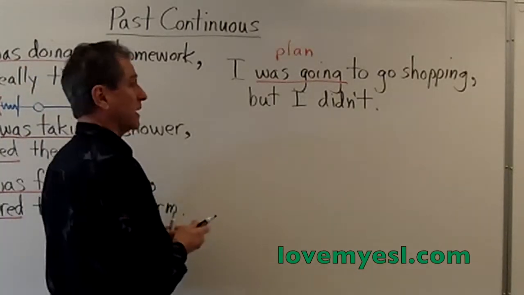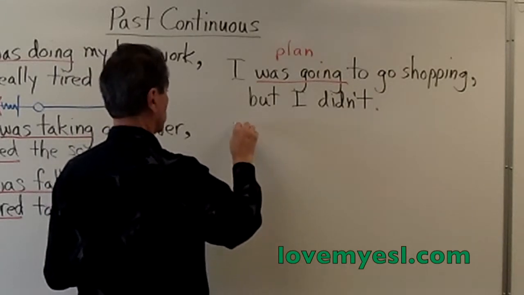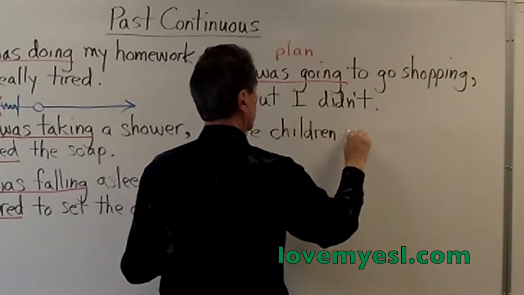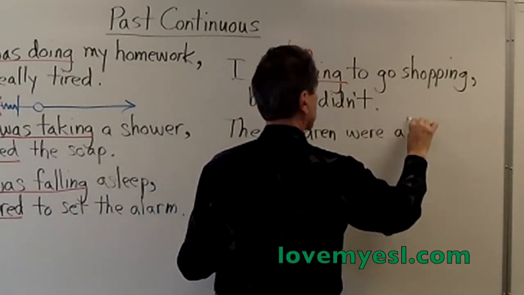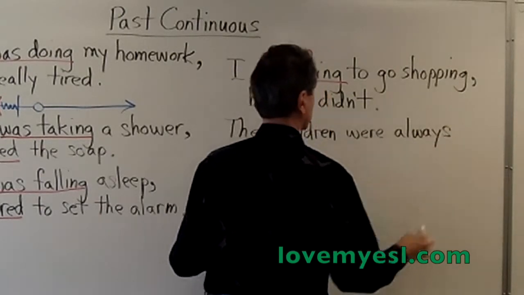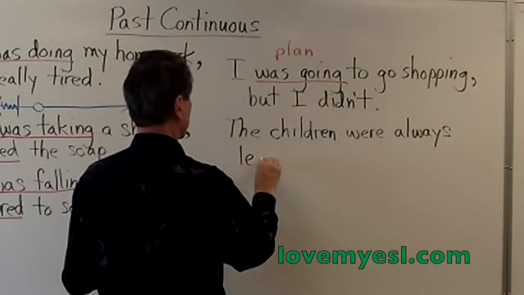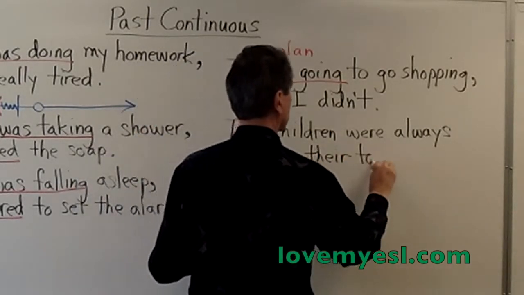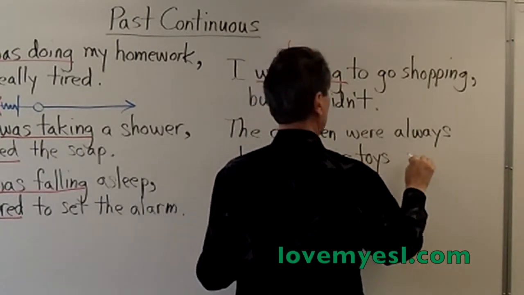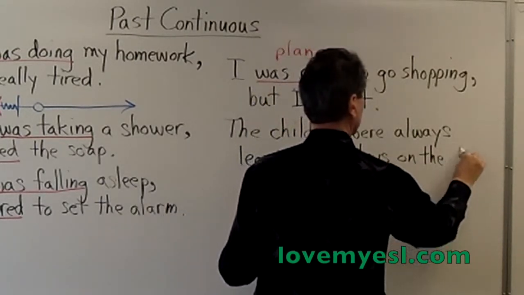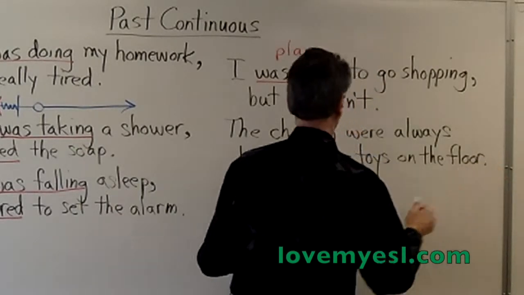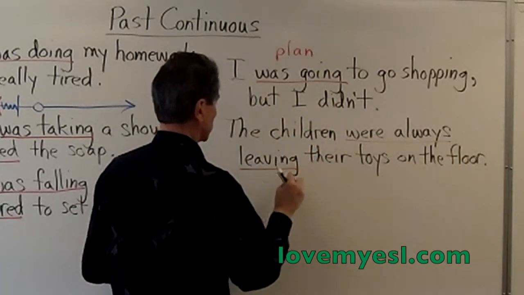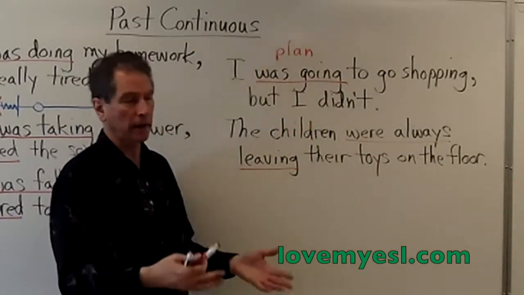The second use is with the word always. The children were always, now were is the first part of the past continuous, were always leaving their toys on the floor. The children were always leaving their toys on the floor. Were always leaving. There's my past continuous because they did it again and again and again.